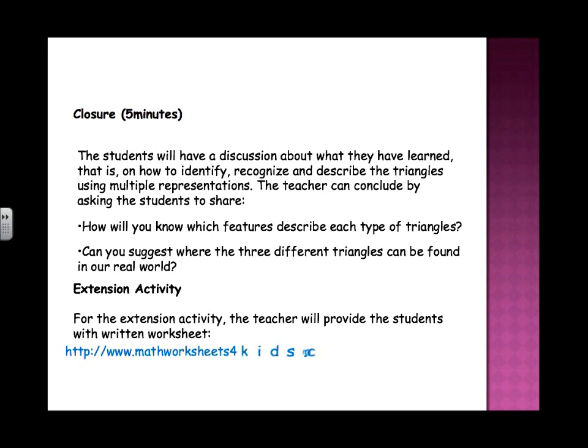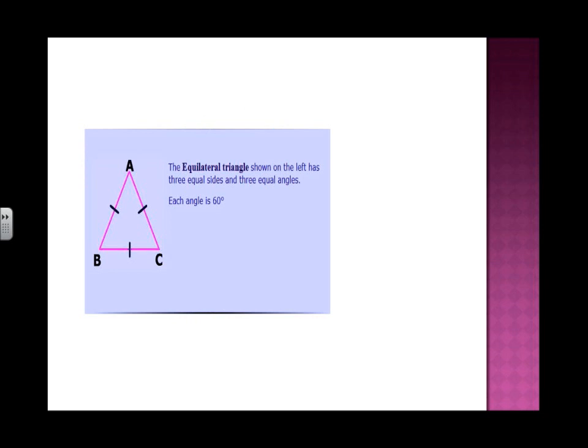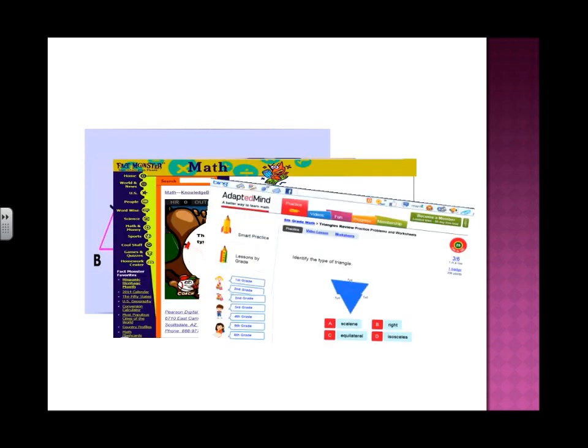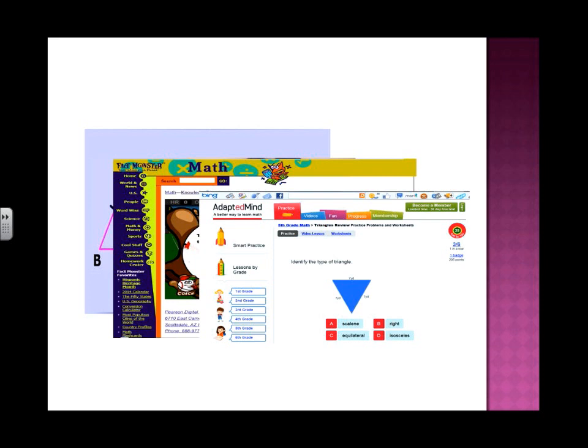For the extension activity, the teacher will provide the students with written worksheets from the following website. These worksheets provide practice on describing the three triangles based on the basic features of the three triangles. These are activities that can be shared during the introduction as well as the individual and the group activity.